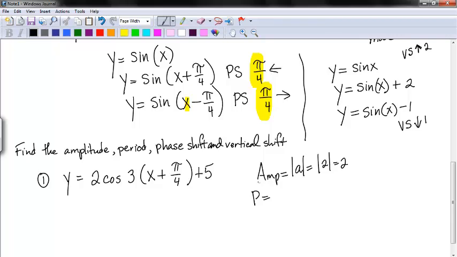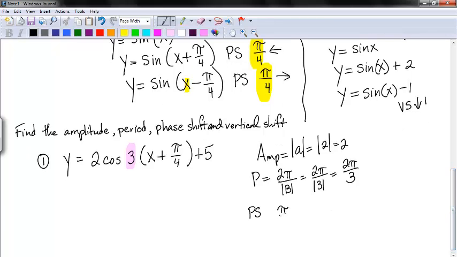The period, it's a cosine graph, so it's 2 pi over the absolute value of b. And our b value is 3. So it's 2 pi over the absolute value of 3, which is just 3. So 2 pi over 3. The phase shift would be what? Pi over 4 to the left. On phase shift, you have to do both. You have to do the amount and you have to do the direction. And the vertical shift would be 5 up. Everybody okay with that one?